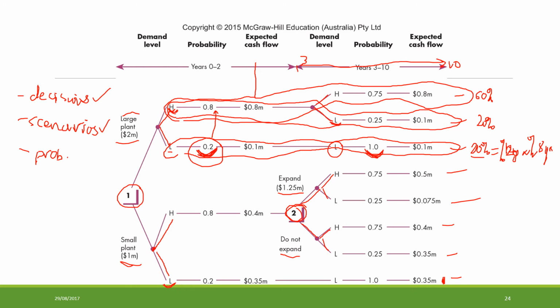Okay. We then use the same principle. So the overall probability here is the product of the probability of having high demand in the first 2 years times the probability of having high demand in the last 8 years, right? So if we can work out that this is 80%, this is 60%, then we can work out that the probability of having high demand for year 3 to year 10 is 75%, right? So this is given by 60% divided by 80%.